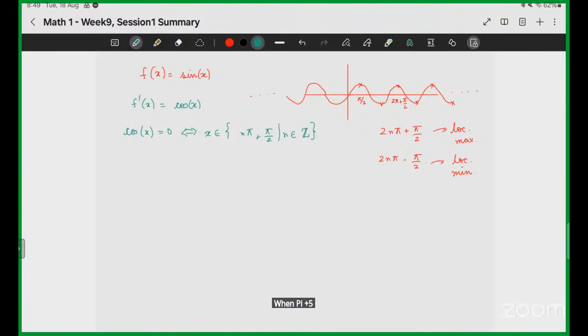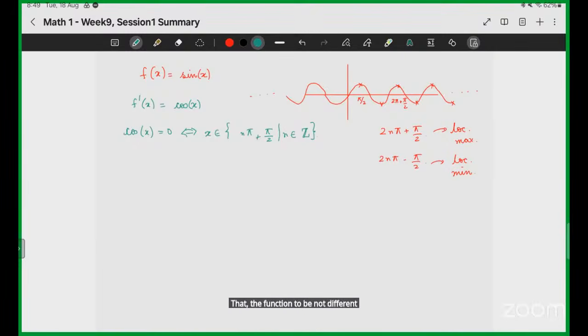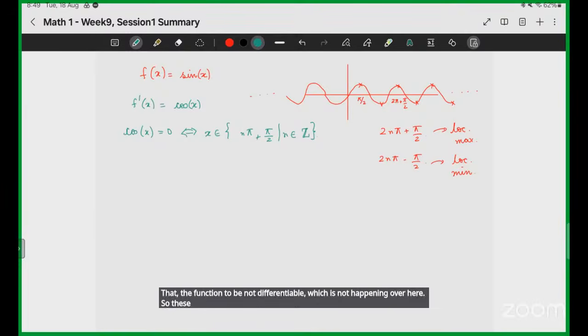And this is the set of critical points, because I've said that critical points are points where either the derivative vanishes or the function is not differentiable, which is not happening over here. So these are the points at which the derivative vanishes, and that's why this is the set of critical points. Now, which of these correspond to minimum and which correspond to maximum?